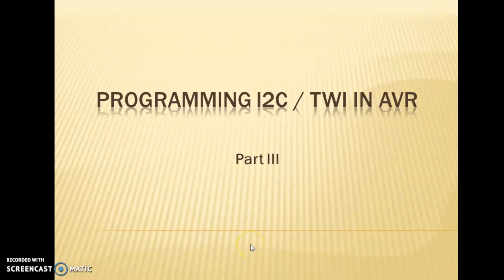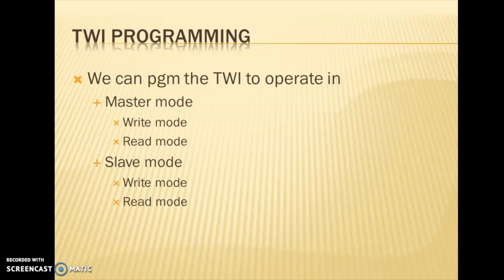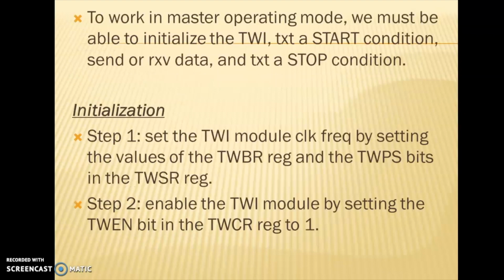We will discuss the I2C programming in this video. We can program the TWI in two modes, that is in the master mode and in slave mode. Again, in either mode we can read, also we'll see the programming steps. To work in master operating mode, we must be able to initialize the TWI, transmit a start condition, send or receive data, and transmit a stop condition.